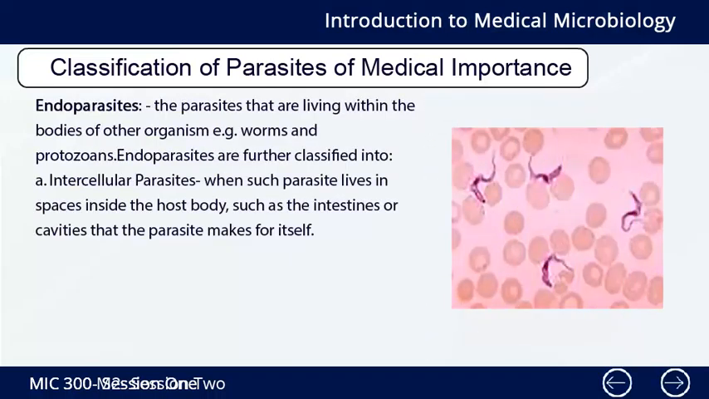Number 2, endoparasites. The parasites that are living within the bodies of other organisms, e.g., worms and protozoans. Endoparasites are further classified into A. Intracellular parasites. When such parasites live in spaces inside the host body, such as the intestine or cavities that the parasite makes for itself.